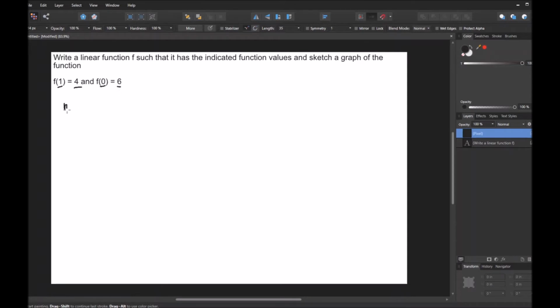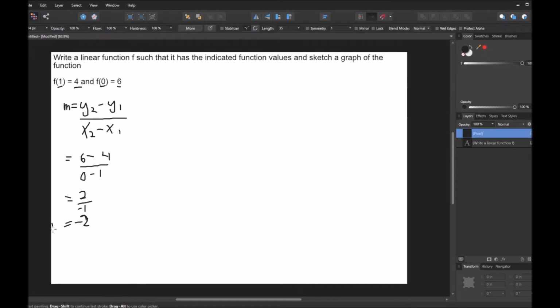So what I'm going to do is say m equals y2 minus y1 over x2 minus x1. So my y2 is going to be 6, and my y1 is going to be 4, so I'm going to have 6 minus 4, and my x2 is going to be 0, and my x1 is going to be 1. So I'm going to have 6 minus 4 over 0 minus 1. 6 minus 4 is 2, and 0 minus 1 is negative 1, which is negative 2.